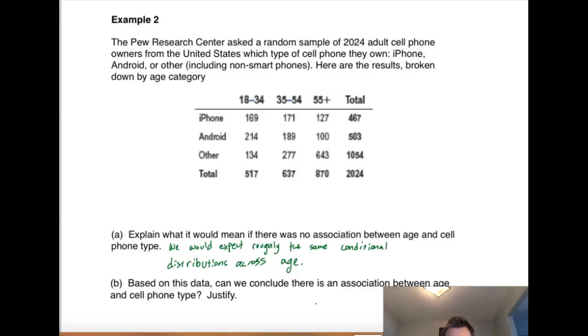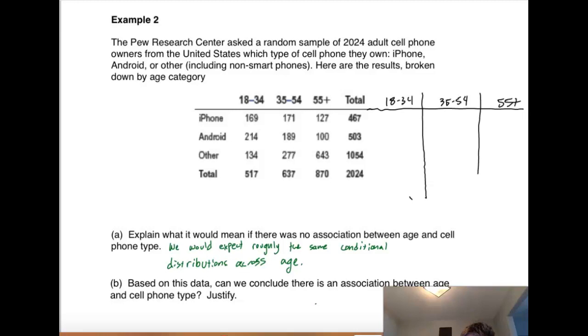Part B says, based on this data, can we conclude that there is an association between age and cell phone type, and justify? So I'm going to start us out on this. I'm just going to extend our table. We're still going to have the 18 to 34 category, 35 to 54, and then 55 plus. But I'm going to create conditional distributions now, so I'm going to put percentages. I'm treating each age group as its own data set.